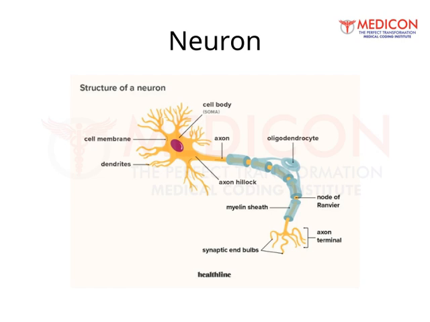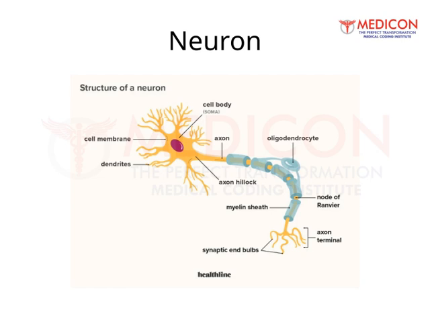A typical neuron has several important parts. The cell body, which contains the nucleus and controls the cell's activities. Dendrites, which are like branches that receive signals from other neurons. And the axon, a long fiber that transmits signals away from the cell body to other neurons or muscles.